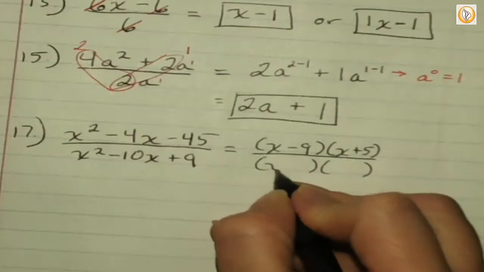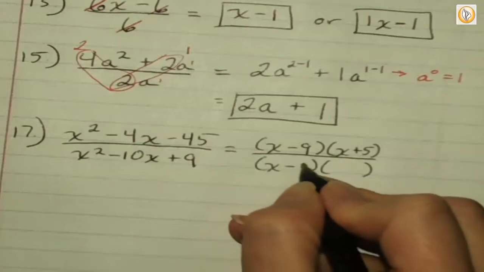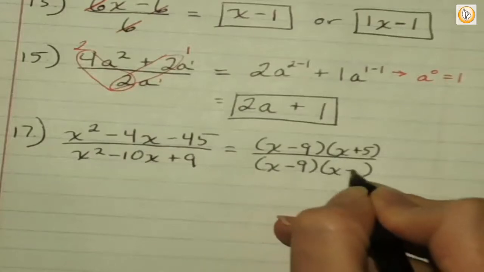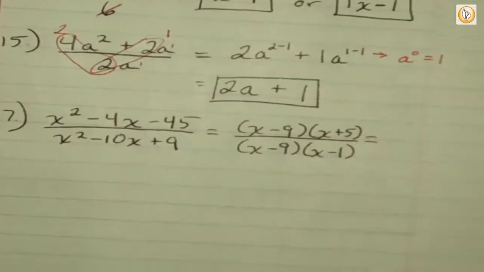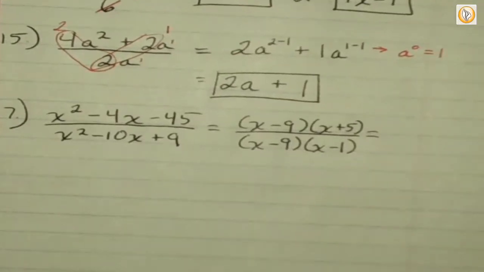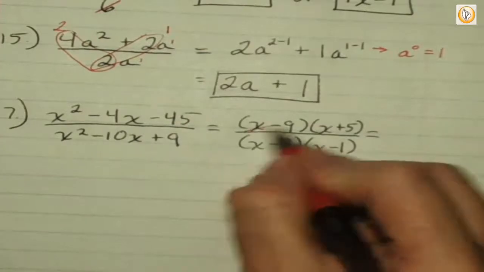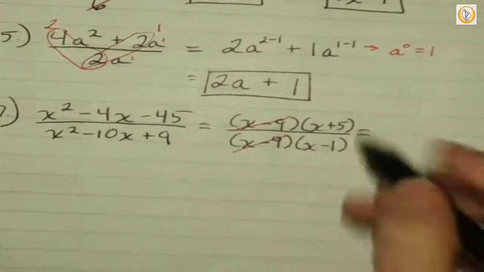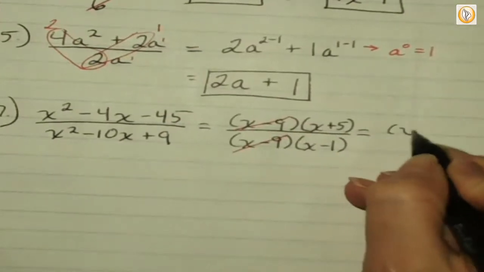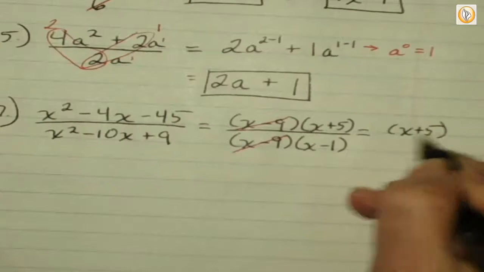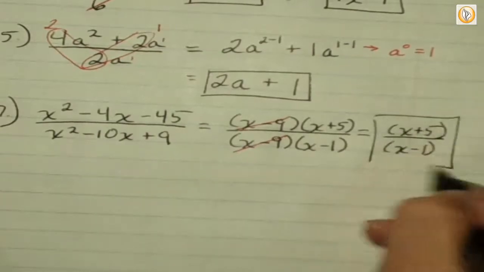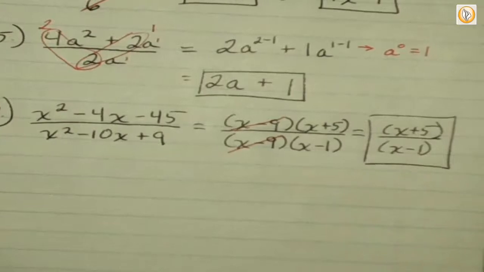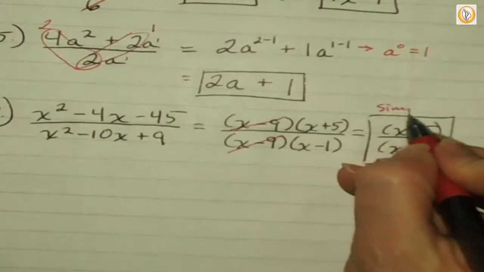Negative 9 and negative... x minus 9 and x minus 1. Once you write that down, tell me what I can cancel out. X minus 9. I can cancel those out. So I'm left with x plus 5 over x minus 1. This is one of your answers. It's simplified.